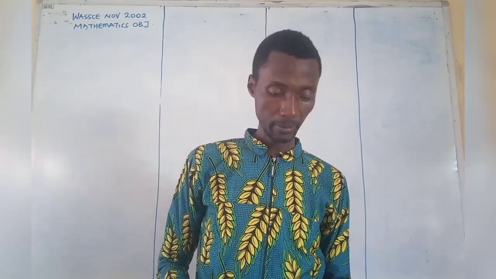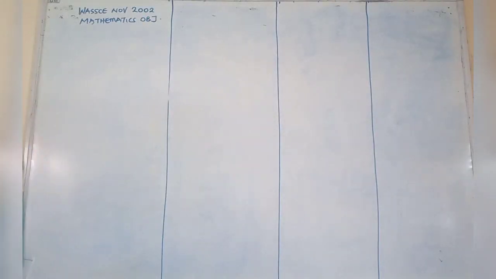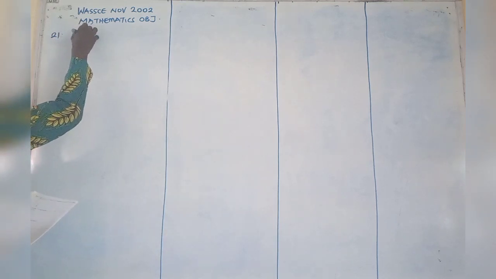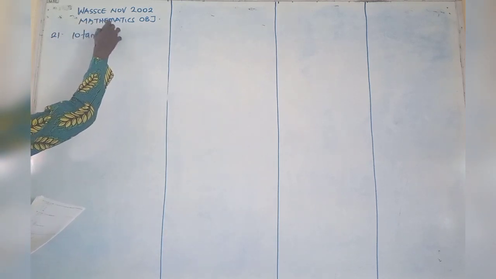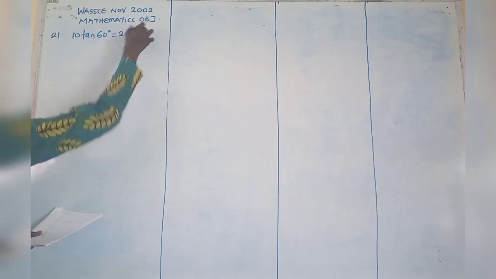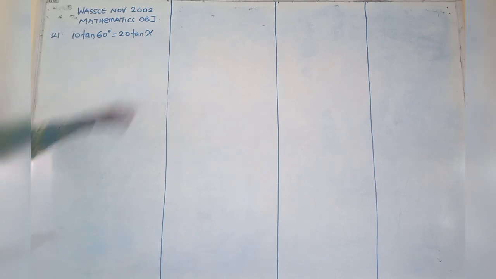So let's look at part 3 of this exam, OBJ of WASSCE November 2002. Now, for question 21, it says if tan 60 degrees is equal to 2 tan x, find x. So what that means is that you are required to make x the subject of the formula.